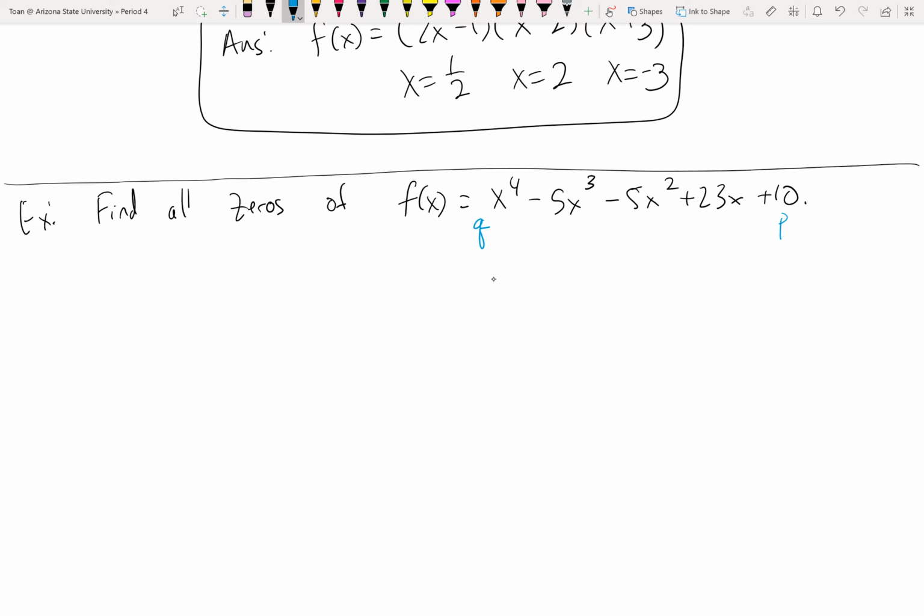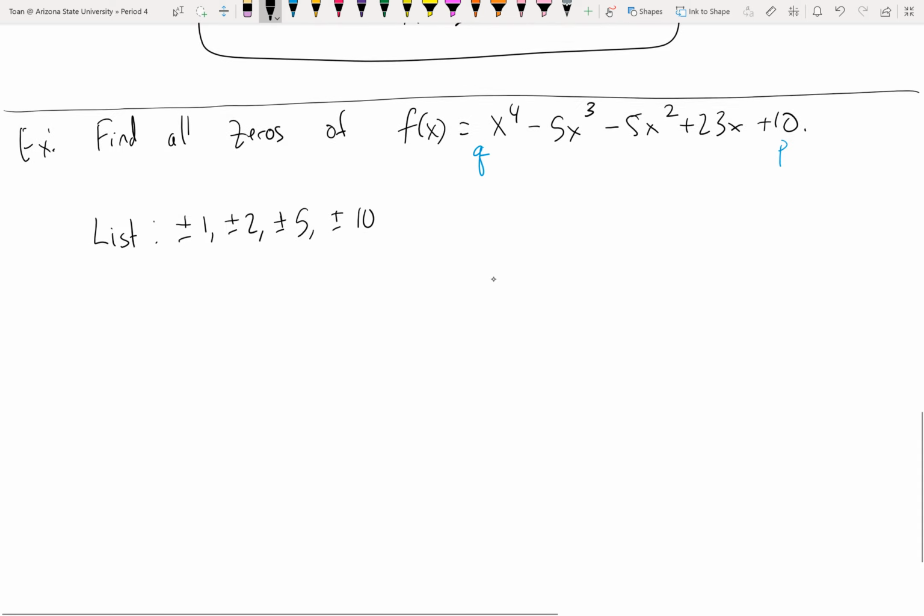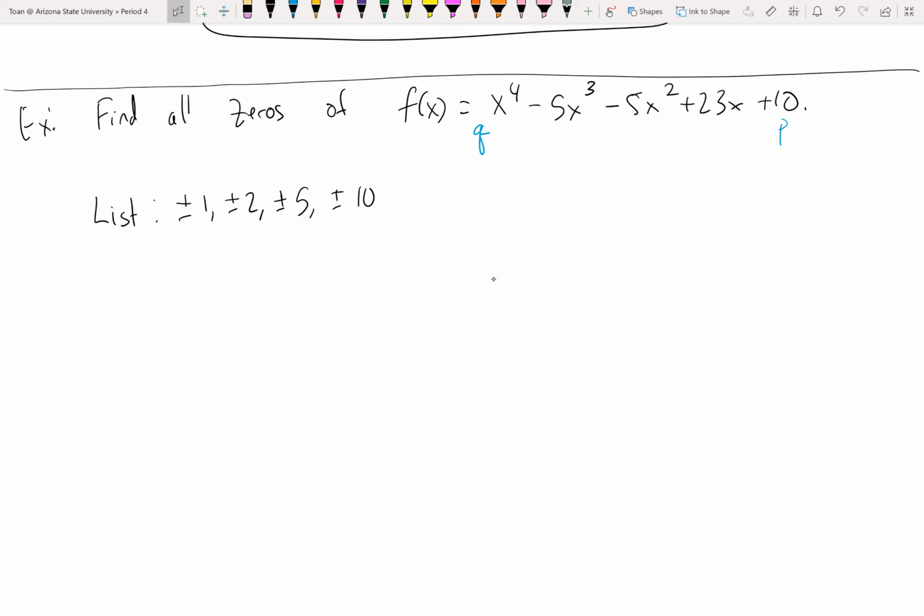Observe, my Q value is 1. Well, I don't need to factorize 1 because it's just 1. So I'm always going to be dividing by 1, which means my entire list are the P values. So I don't need to do P equals, Q equals, and then a list. If your Q equals 1, you can go straight to your list. So that'll be plus or minus 1, plus or minus 2, plus or minus 5, plus or minus 10. So that's the first reason I chose this example, just to highlight that fact.